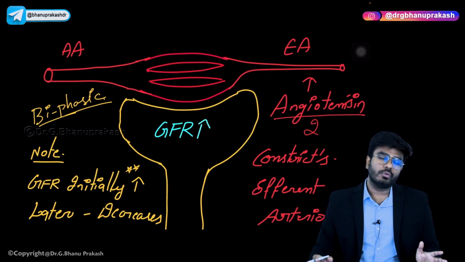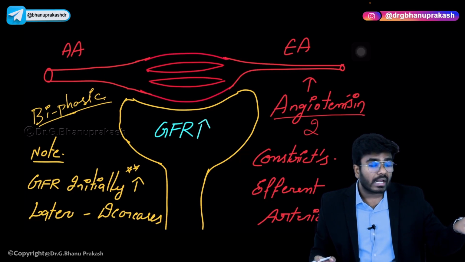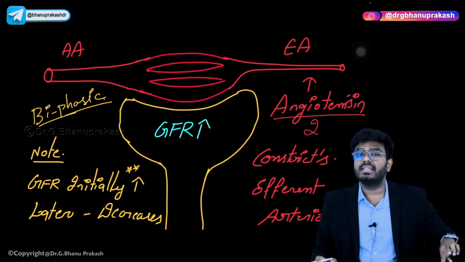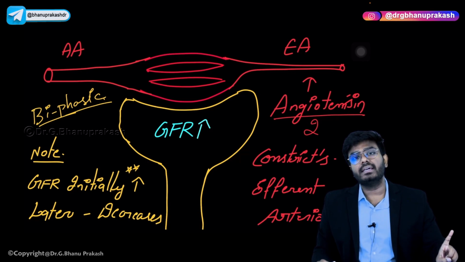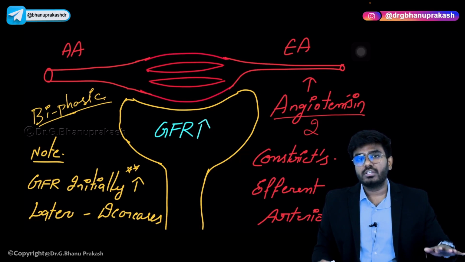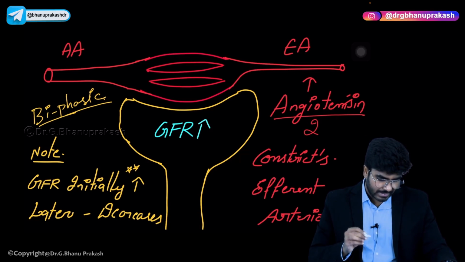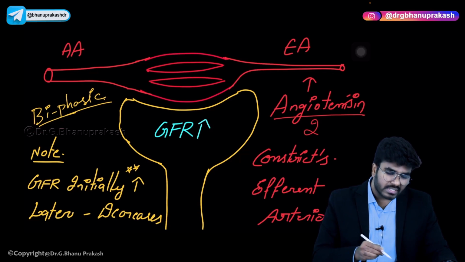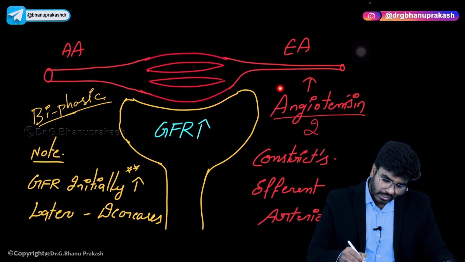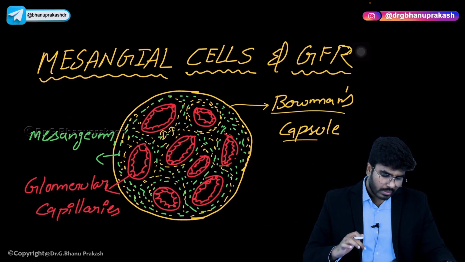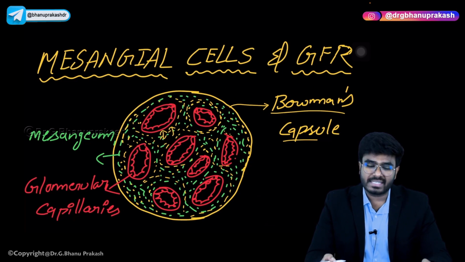So if someone asks you whether efferent arteriolar constriction will cause an increase or decrease in GFR, initially GFR will be increased, but later GFR will be decreased. This type of response is known as a biphasic response. So a biphasic response is seen in efferent arteriolar constriction. And who is going to constrict the efferent arteriole? Angiotensin 2.